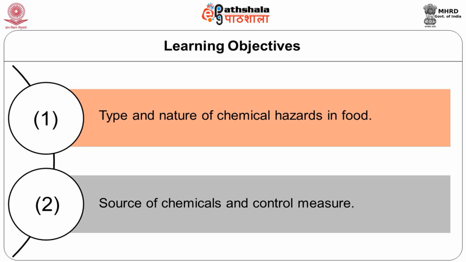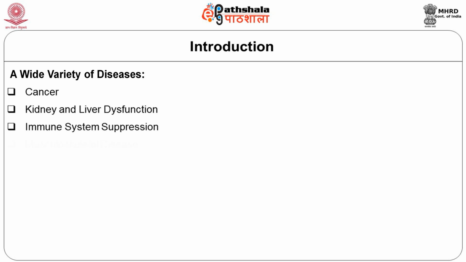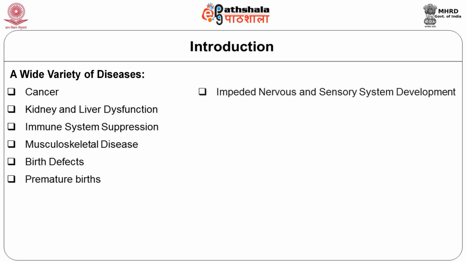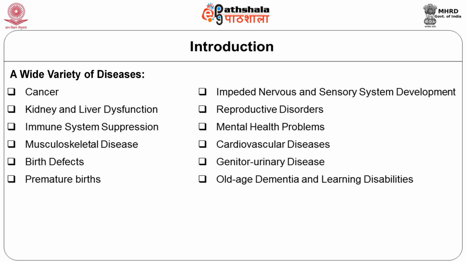So, the objectives of this module are to understand the type and nature of chemical hazards in food, the sources of those chemical hazards, and the control measures we are supposed to take to ensure that food becomes safe. A wide variety of diseases like cancer, kidney and liver dysfunction, immune system suppression, musculoskeletal disease, birth defects, premature births, impeded nervous and sensory system development, reproductive disorders, mental health problems, cardiovascular diseases, genitourinary disease, old age dementia and learning disabilities. So, all these types of health hazards have been associated with the consumption of excess chemicals.